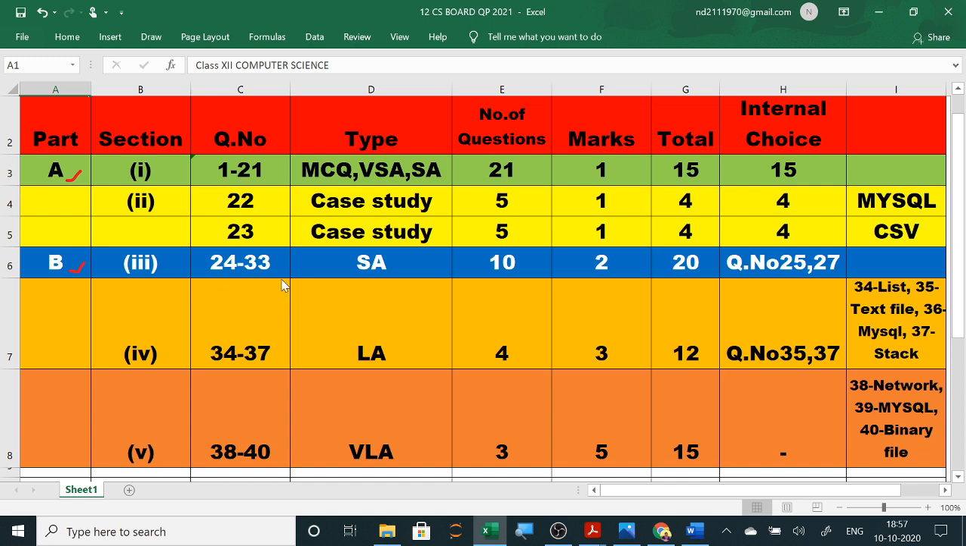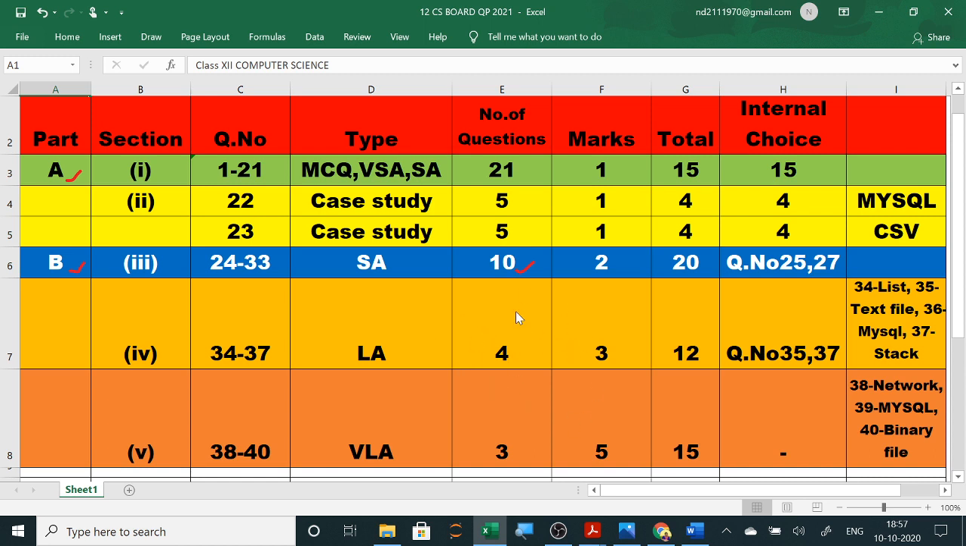Next is your descriptive part, that is part B, in which you are having 3 sections. Section 3 is having short answers. Each question is of 2 marks. 10 questions are there from question number 24 to question number 33. So these 10 questions can be from any topic. I will show you those topics.